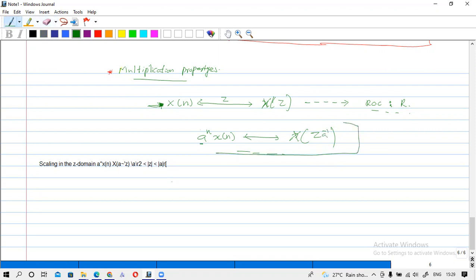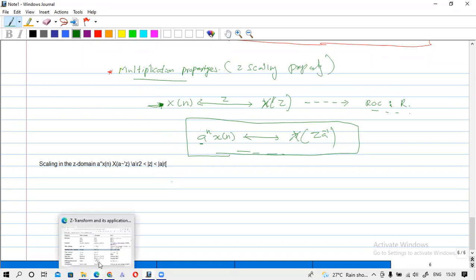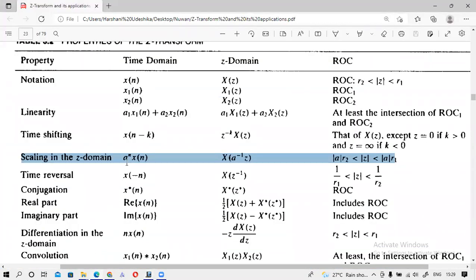This is the multiplication property, the Z scaling property. I think you are not confused. Here I have written z naught to the n, then I changed it to a. And here I have written z by z naught; instead of z naught I use a, so it will be a to the minus 1 times z. This will be the property.